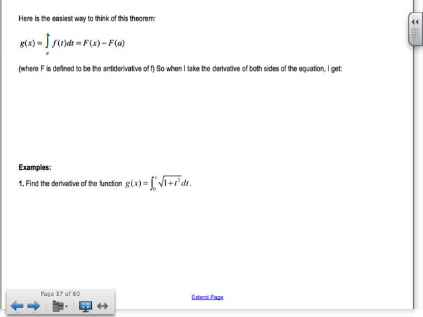So here's the easiest way to think of this theorem. I guess I did put it in here. So when I take the derivatives of both sides of the equation, you end up with g prime of x equals f of x. So number 1, find the derivative of the function. So if I have g of x equals the integral from 0 to x, that's your clue that you're using the fundamental theorem of calculus.